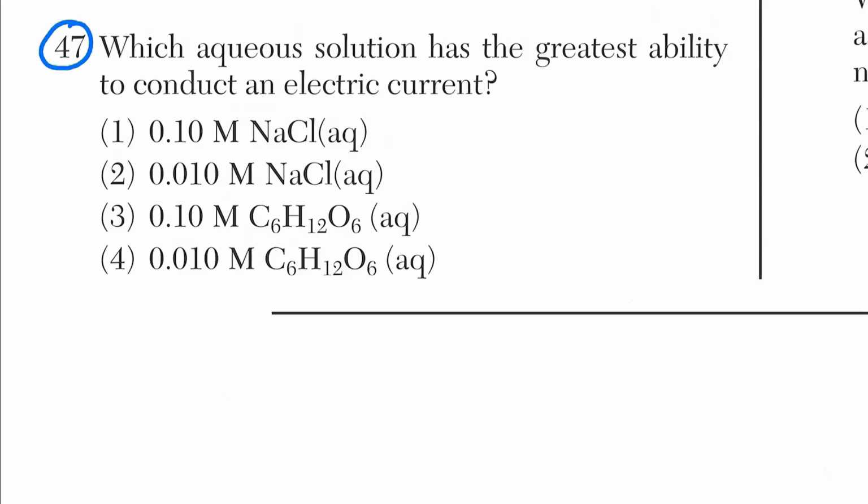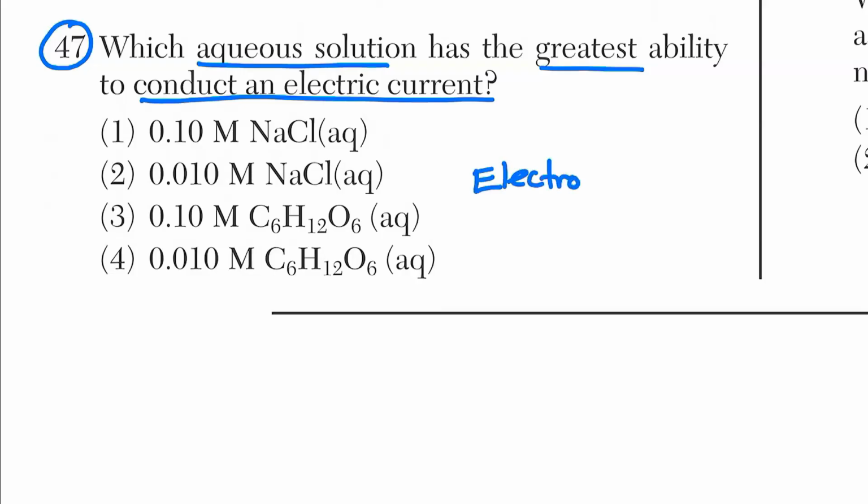Number 47, which aqueous solution has the greatest ability to conduct an electrical current? What they're talking about here is, who is the best electrolyte? An electrolyte is an aqueous solution that has what? Free ions. Ions that are free from their crystal lattice positions can move, and when they move, they can conduct a charge.